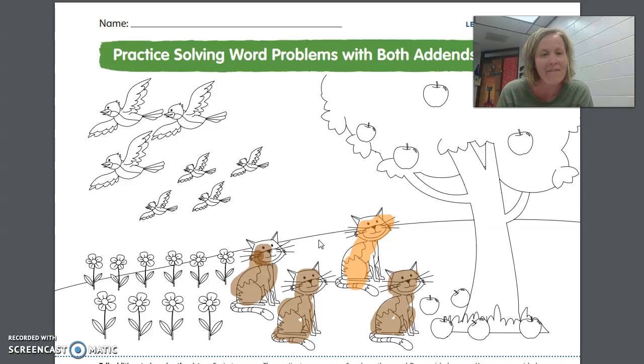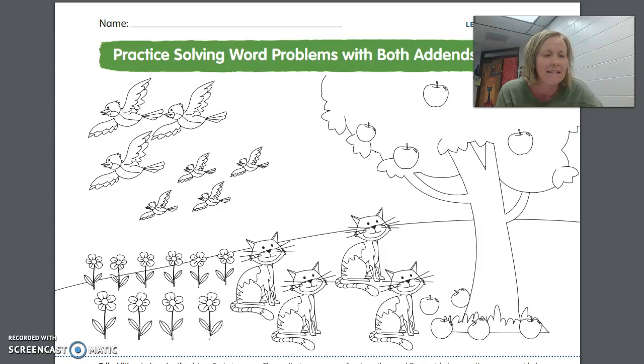Now, there were 5 apples on the ground. Damon picked some up. How many apples did he pick up, and how many did he leave on the ground? Ooh, instead of coloring, I think I'm going to cross out the ones that he picked up off the ground. Ooh, I'm going to cross out 1. He picked up 1 apple to eat. So if he picked up 1, how many were left? You're right, there were 4 left. Nice job, boys and girls.